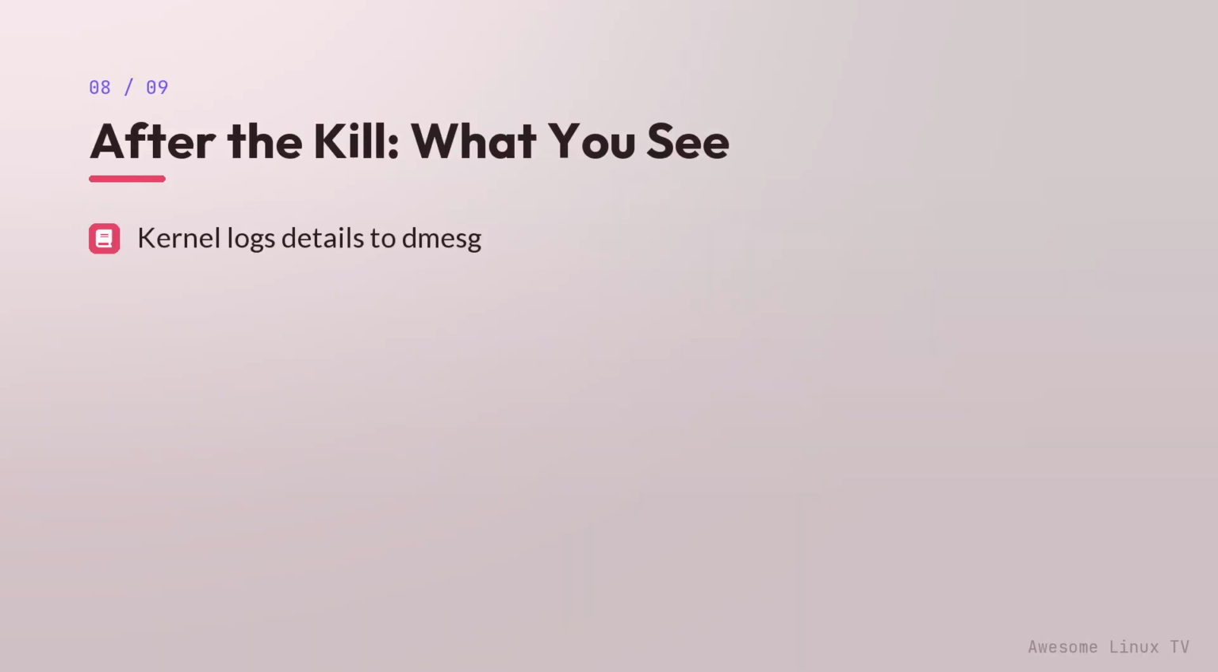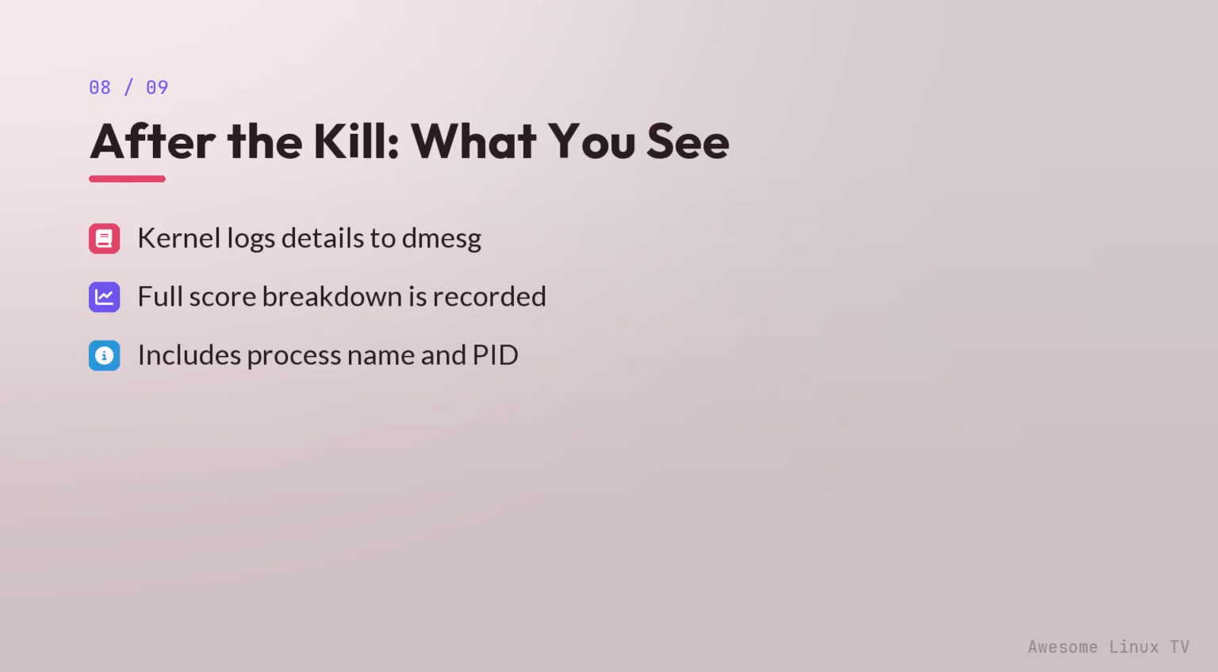When the OOM killer does fire, it does not operate silently. The kernel writes a detailed log entry into dmesg and the system journal that includes the killed process name, its PID, its memory usage, and the full breakdown of how its OOM score was calculated. You can review this with the dmesg command or journalctl. The killed process receives a signal which it cannot catch or ignore. It is terminated immediately. Other running processes are unaffected and continue operating normally, which is the whole point. The system stabilizes, and only that one process bears the cost of the memory crisis.